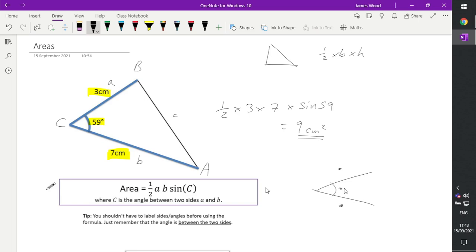And then it's half this times sine of the angle. If you've got a triangle where you know lots of angles, then just be careful that you don't use the wrong angle. It needs to be the angle in between the two sides.